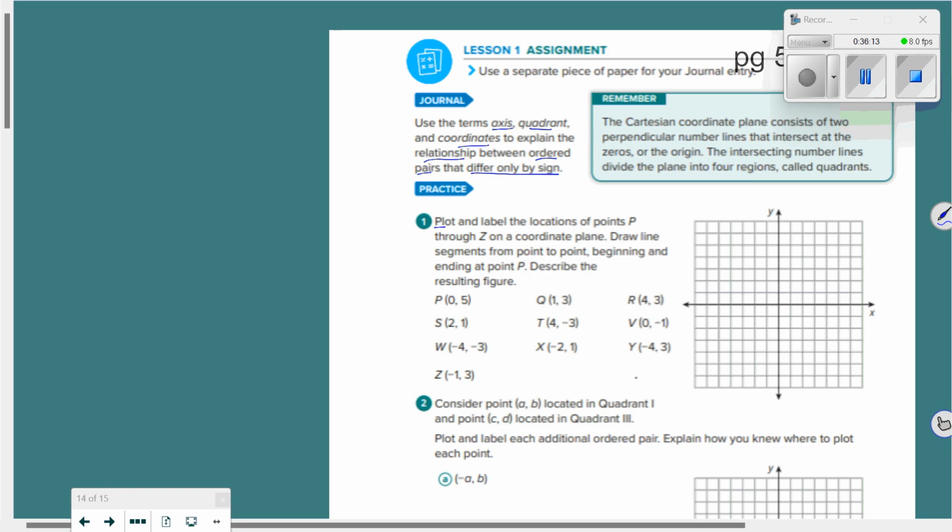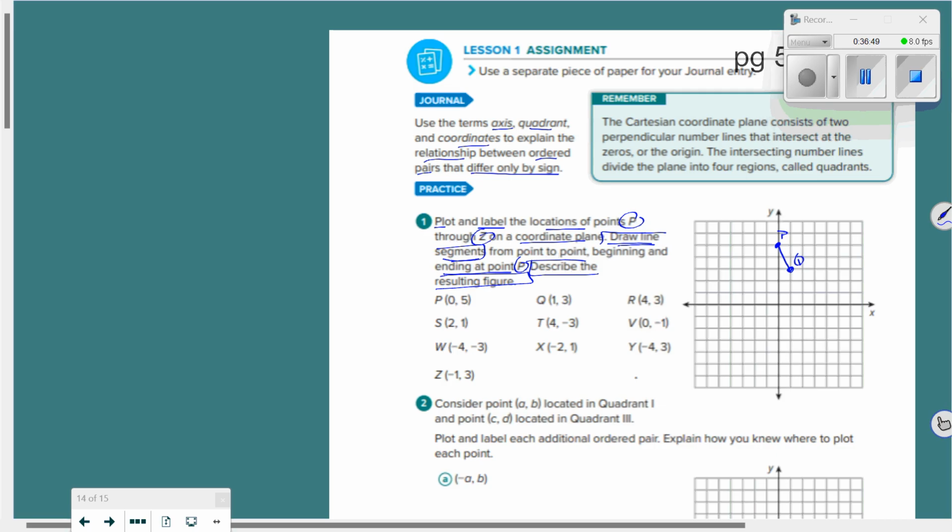For your actual exercise, plot and label the location of points P through Z on a coordinate plane. Draw a line segment from point to point, beginning and ending at point P. Describe the resulting figure. But what is it saying? I'll give you the first 2. P is at 0, 5. So 0, 1, 2, 3, 4, 5. There's P. Q is at 1, 3. So 1, 1, 2, 3. There's Q. And then I'm going to draw a line from those points. So it's basically a dot to dot.